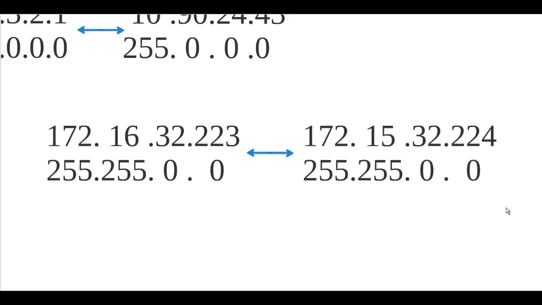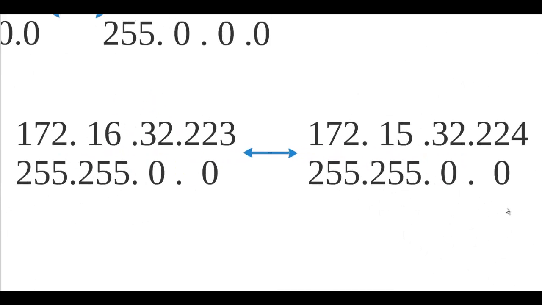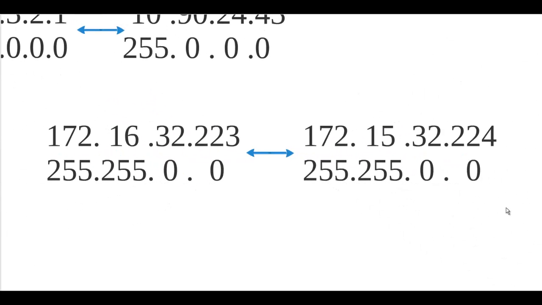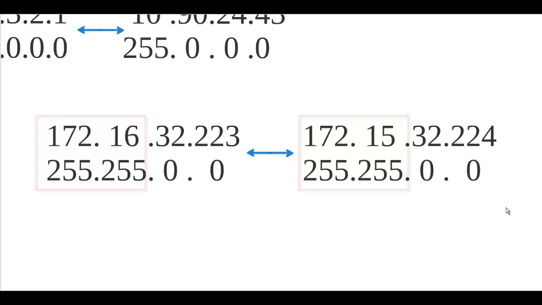These two machines here, 172.16.32.223 talking to 172.15.32.224. Again, look at the net ID. What do you think? Yeah, no, they are not going to talk to each other. I'll flip back real quick just to look. 172.16 is the net ID on the left. 172.15 is the net ID on the right. The net IDs do not match. They do not talk to each other.